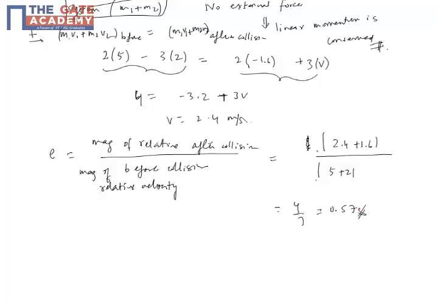So this is an easy problem. Just apply the momentum. Momentum is always conserved in any kind of collision, and depending on the restitution, energy may or may not be conserved. If restitution is 1, it means elastic collision, energy is conserved. If restitution is 0, it's a plastic collision, energy is not conserved. 0.57 is the answer. Thank you.